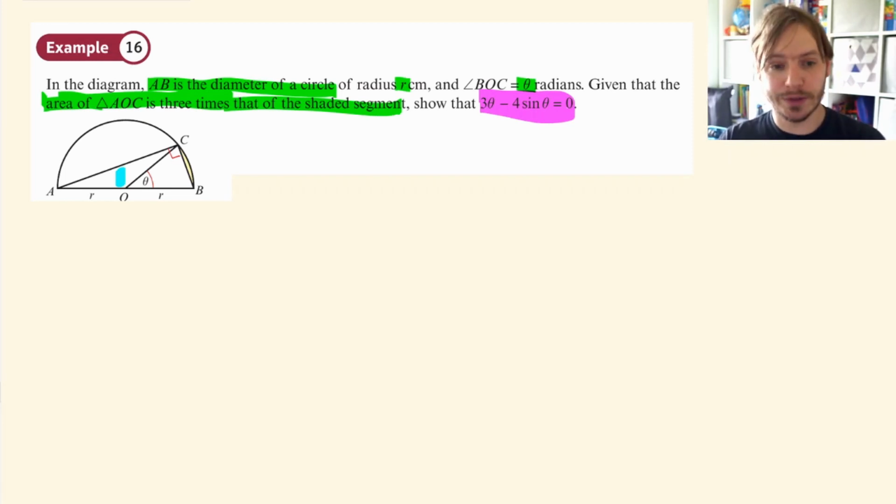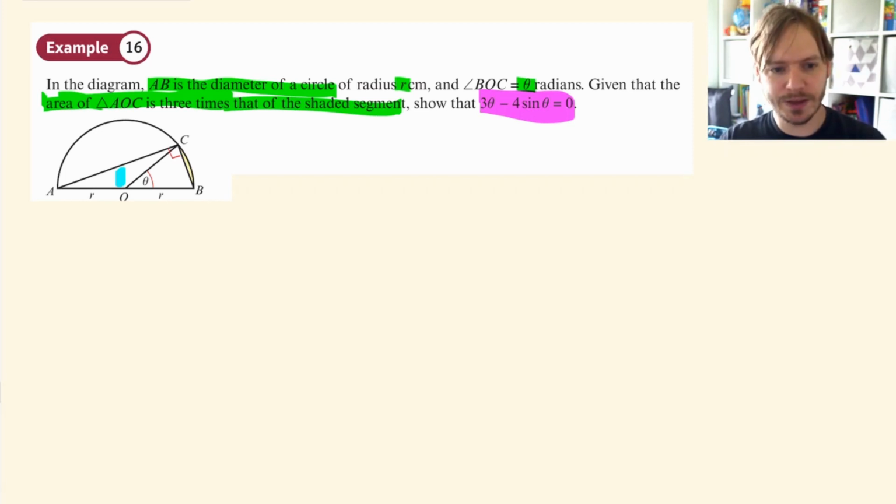So what we'll do is we'll just pull this to pieces. There are 2 different areas that have been mentioned in the question. One is just a triangle area, and one is the area of a segment. And we know how to find both of those things out. They're not a big problem.